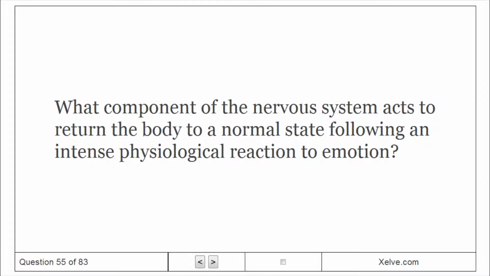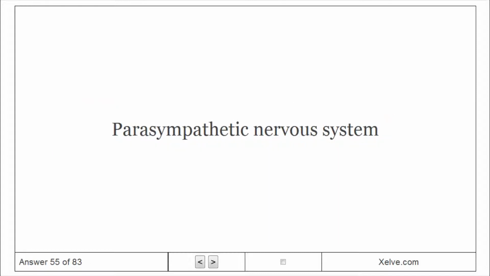What component of the nervous system acts to return the body to a normal state following an intense physiological reaction to emotion? Parasympathetic nervous system.